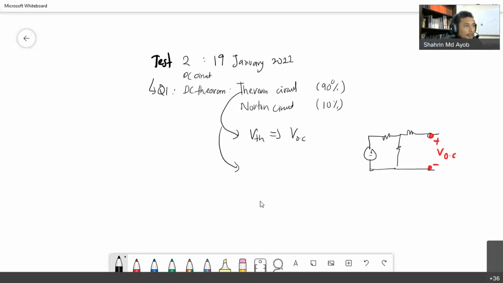Then the second one is your R Thevenin. To find R Thevenin, you need to kill all the independent sources, not the dependent sources. So if you have a voltage source, you need to kill it, so V is equal to 0. When V is equal to 0, this is a short circuit. Then calculate the R equivalent seen from this terminal.